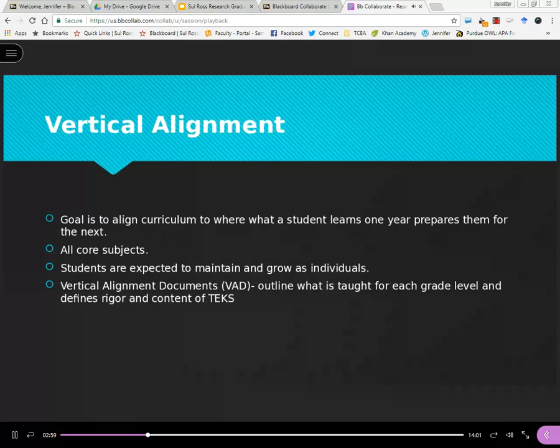So what they learn in fifth grade language arts, they're going to continue and build on throughout their education career. Sixth grade language arts is going to be based off of what they learn in fifth grade, making sure that they have a foundation to continue and grow from there. The perfect way to look at vertical alignment is through vertical alignment documents. It outlines what is taught for each grade level and defines rigor and content according to the TEKS.